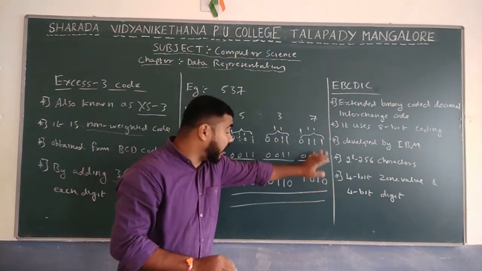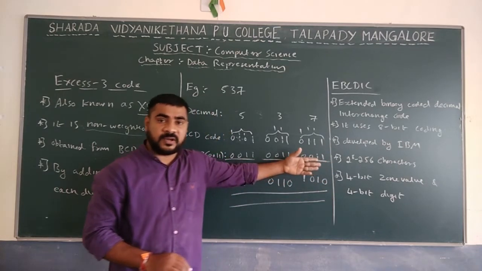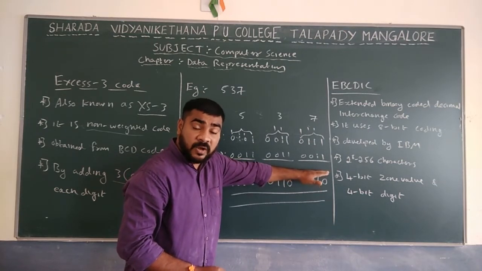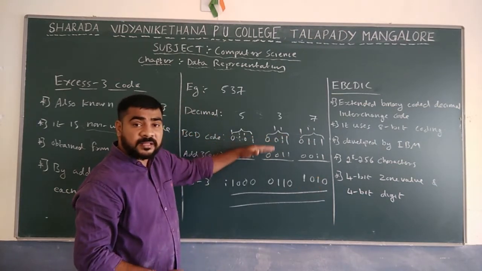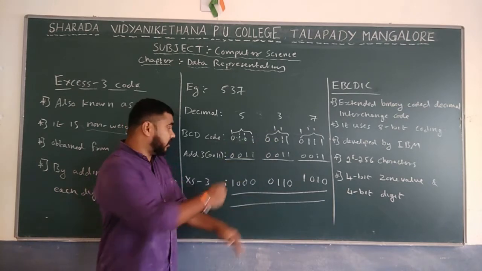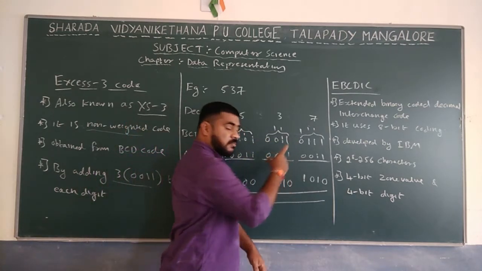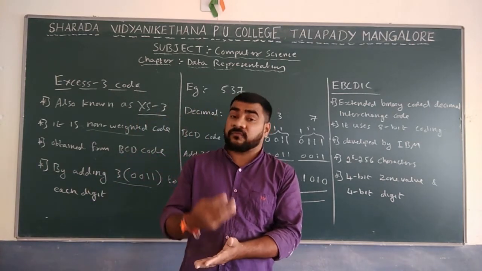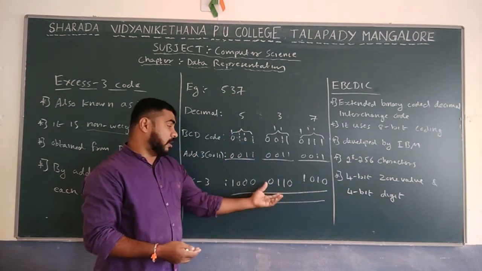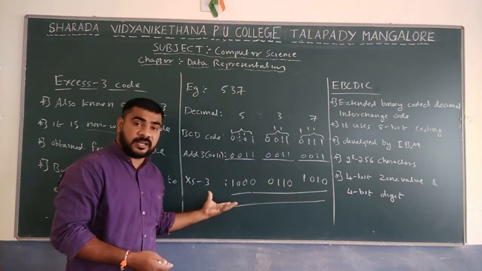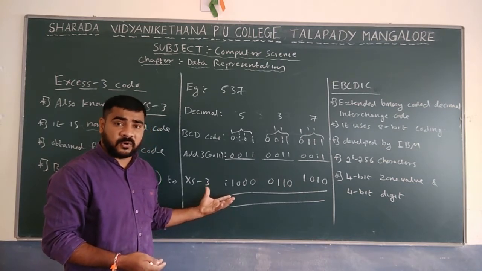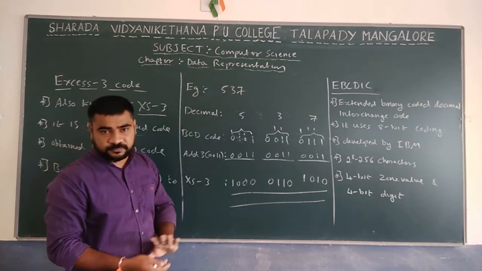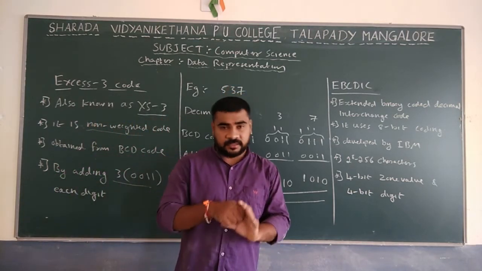I did it fast because I have to finish the portions. I already discussed how to add binary numbers. Normally, the way we add binary numbers, like that we have to add this number separately, this number separately, and the last number separately. We have to add the 3 numbers separately. Then after adding them, we will get the answer. That will be the excess 3 code representation of 537. This is the excess 3 coding method.